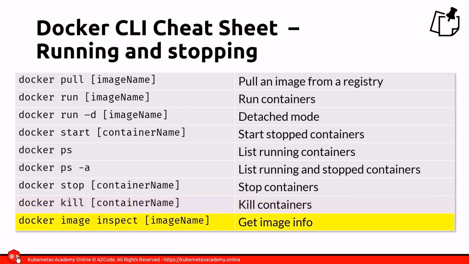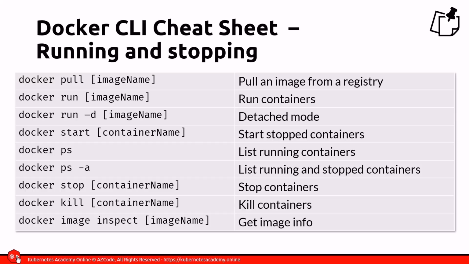Docker image inspect will give you some information about an image, very useful for debugging purposes. So you may notice that we have two parameters here. One is called image name and the second one container name. So what's the difference? The image name is the name of the image as you find it in the container registry, and the container name is the name of the running container. So you run an image using its name and then interact with it using the running instance name.